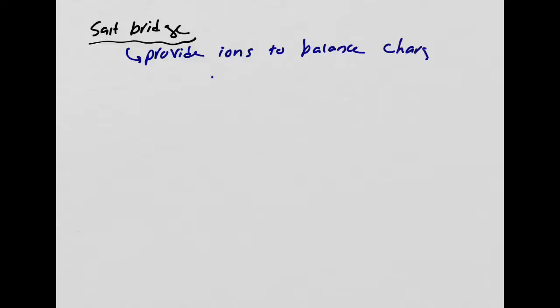Let's talk about what a salt bridge is before I put it in our voltaic cell. A salt bridge provides ions to balance the charges. Okay, so salt bridge, what does it do? It will provide ions to balance charges. Now, why is that? Here's why.